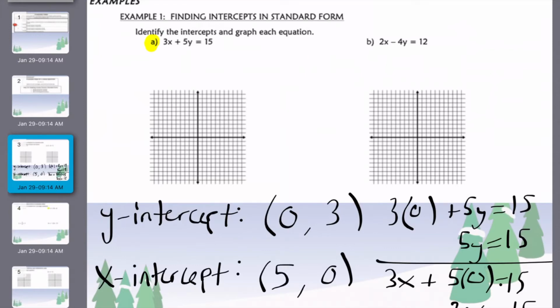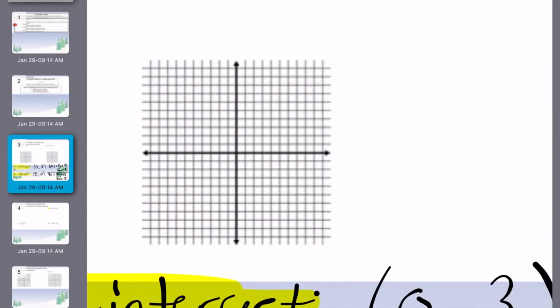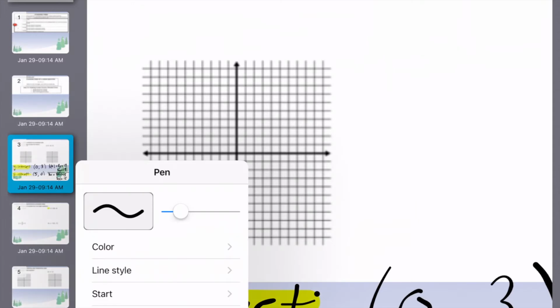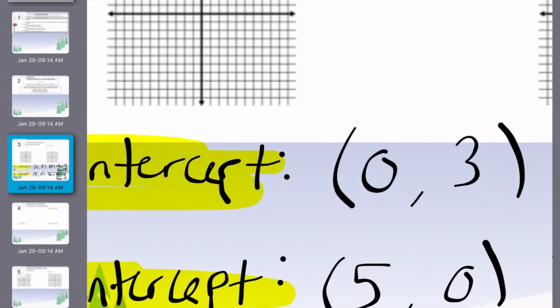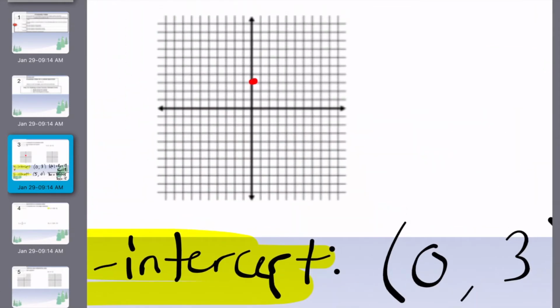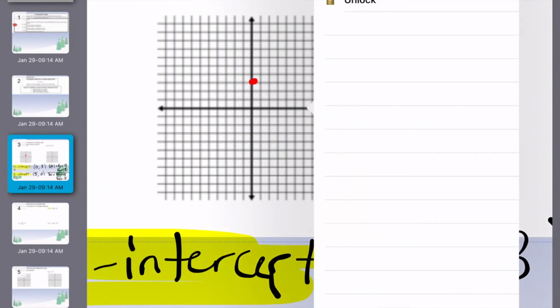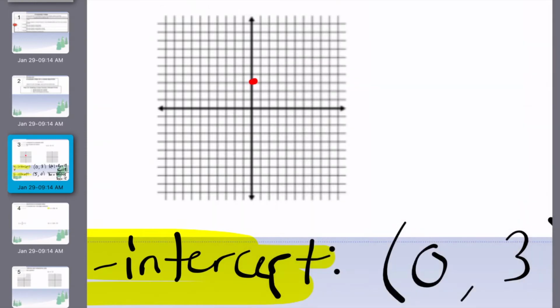So now all I have to do is plot my y-intercept and my x-intercept and then draw a line through them. I have the points 0, 3, and let me just make this red. 0, 3 is my y-intercept, so I start at 0 and then I move up 3. And then my x-intercept, let me just double check, is 5, 0, so I move to the right 5. And I don't go up. 1, 2, 3, 4, 5.